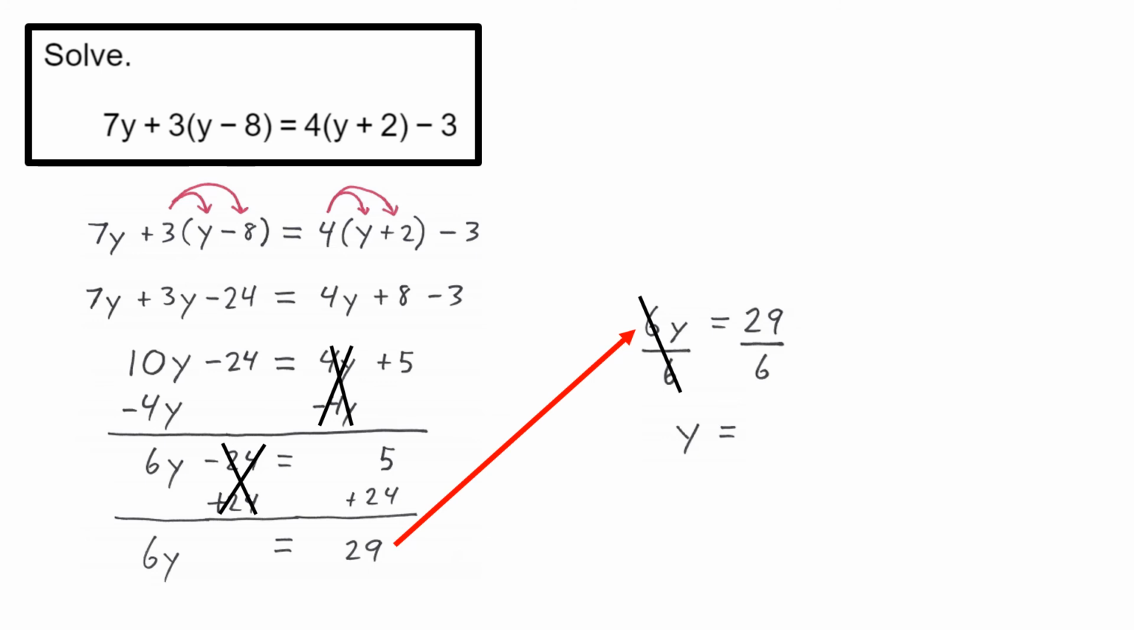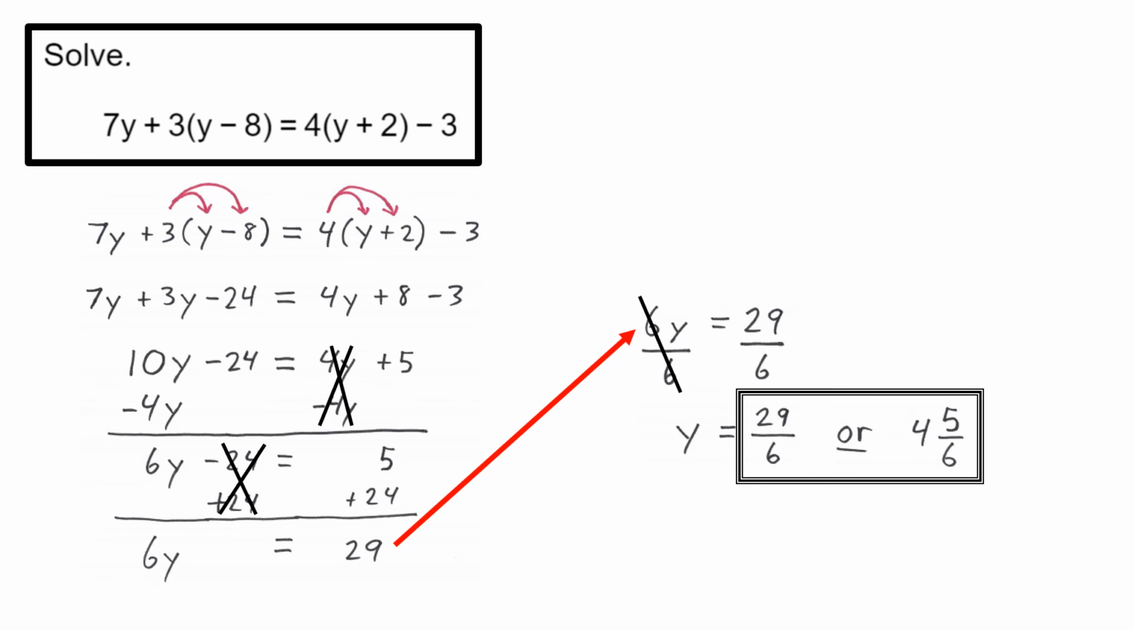29 over 6, there's nothing common to the top and the bottom, so that's already reduced. You can take that to a mixed number, which would give us 4 and 5/6. Either answer is acceptable, so this is our final answer.